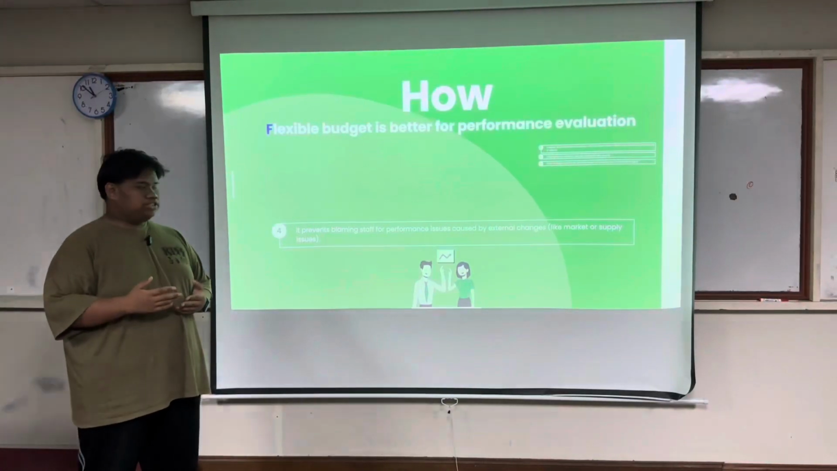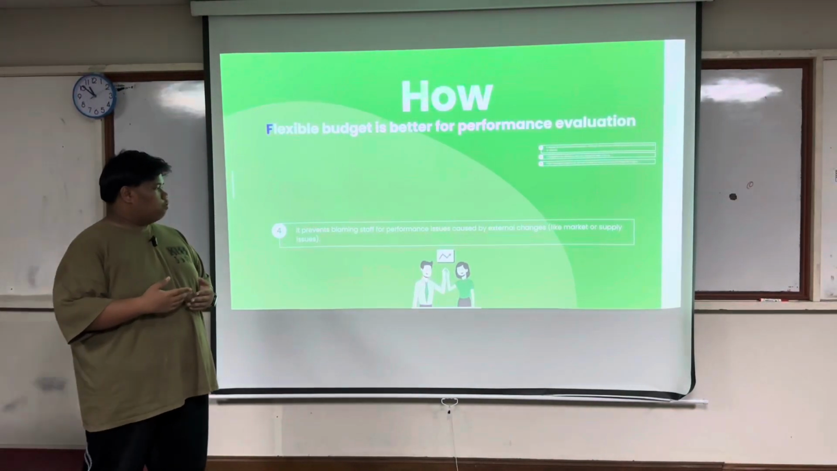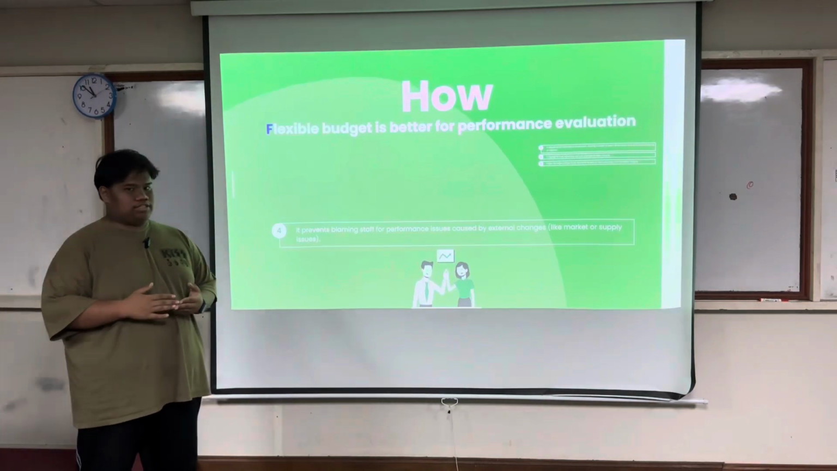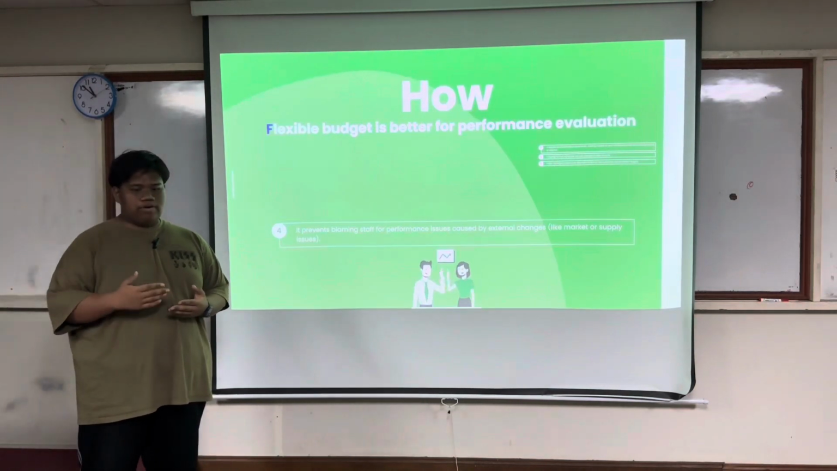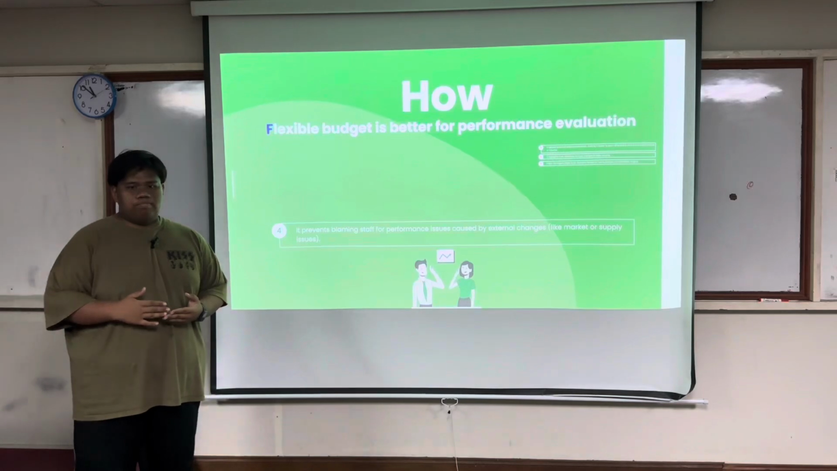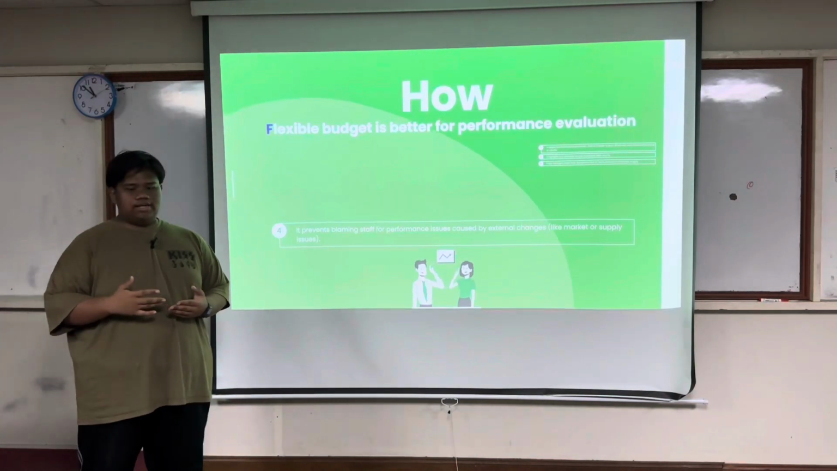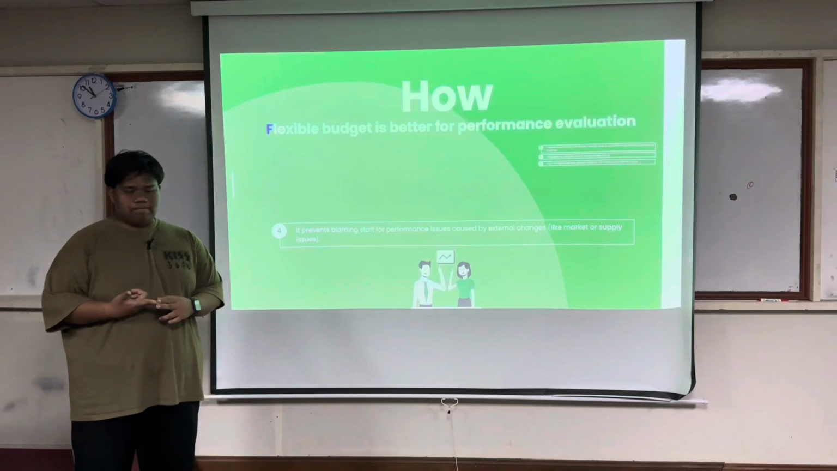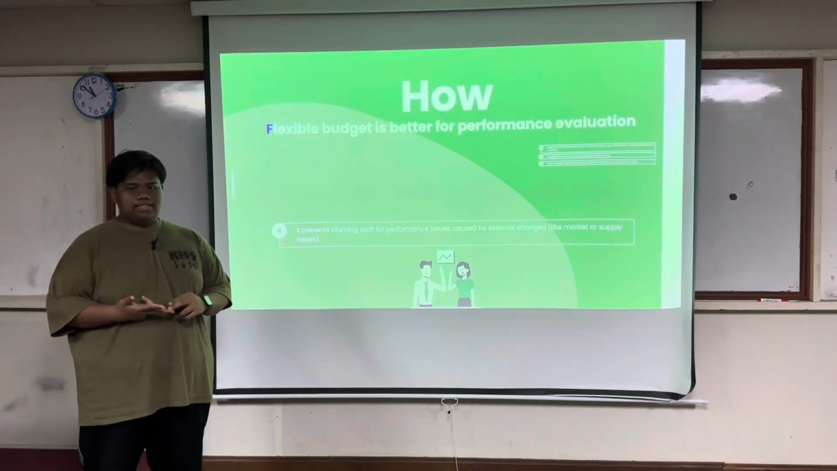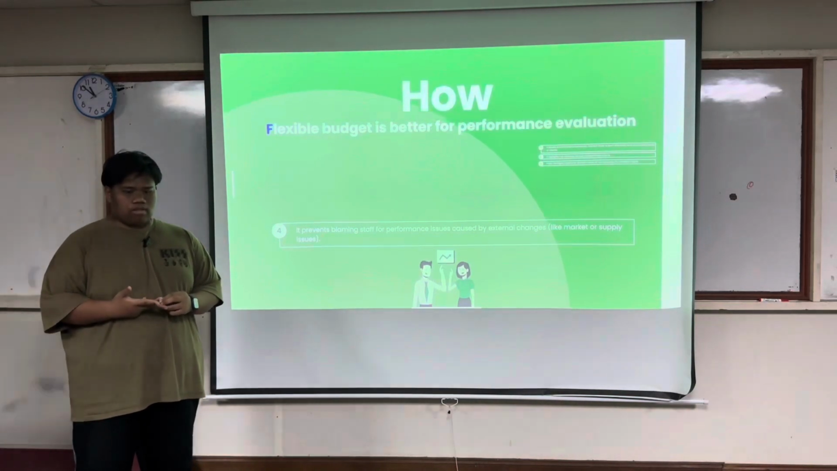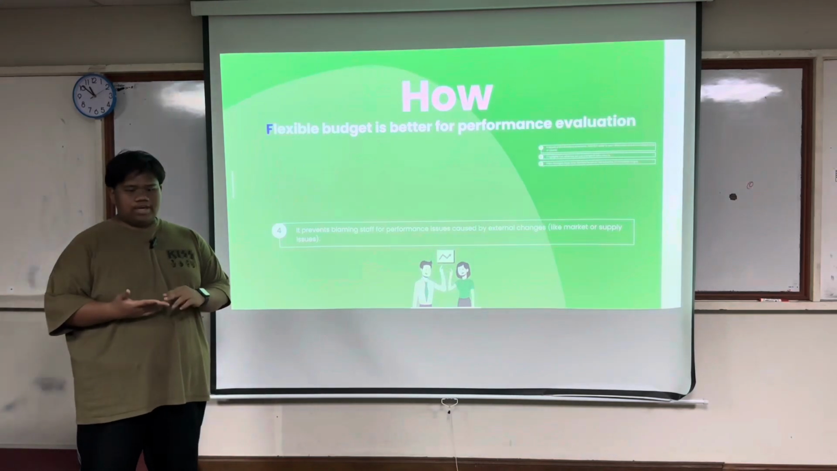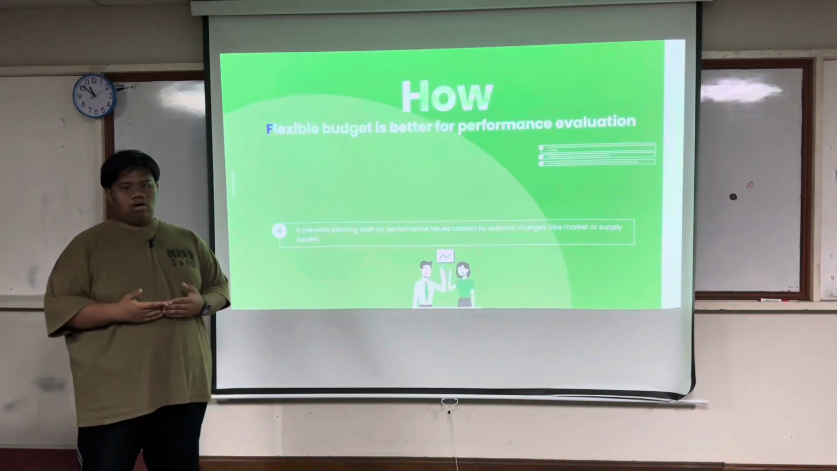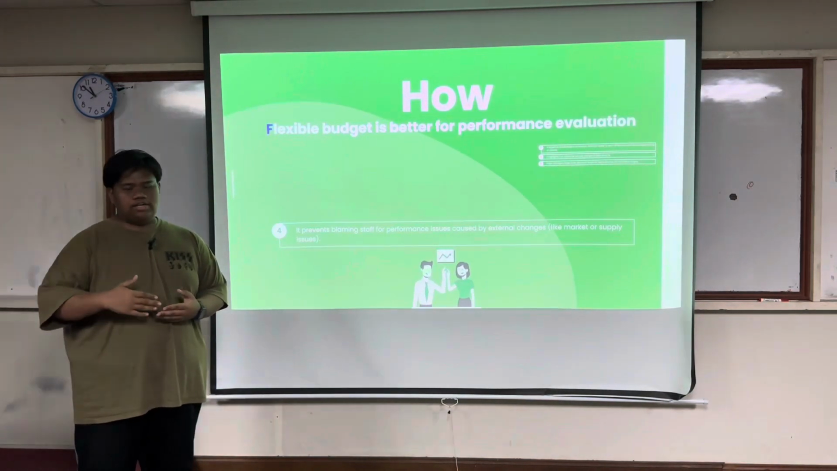The last one is that it prevents blaming staff for performance issues caused by external changes. This means it helps avoid blaming staff when problems happen due to things they cannot control, for example a sudden price increase, changes in the market, or supply chain issues. When we use a flexible budget, we can see that the issue was not the worker or the team, but sometimes outside their control.